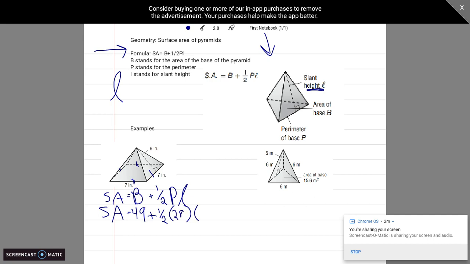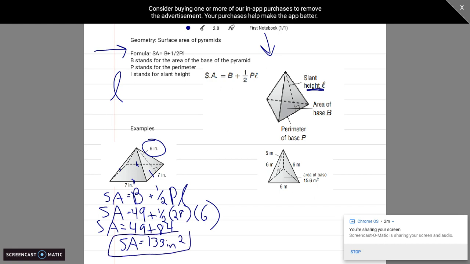And my slant height they gave me right here at 6. So I'm going to take my calculator and do 1/2 times 28 times 6, and I get 84. So I'm going to take 49 and add that to the 84, and I'm going to get a surface area of 133 inches squared. So you're probably asking, why is this squared?